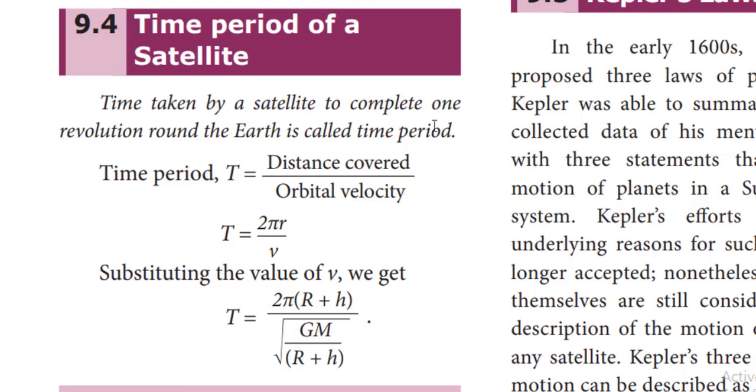It is the circular path. Distance covered is 2 pi r and the orbital velocity v. Substituting the value of v, we can get T is equal to 2 pi, here r is R plus h, R plus h by root of GM by R plus h. This equation we already know, the orbital velocity of the Earth, root of GM by R plus h. This is the required equation. T is equal to 2 pi into (R plus h) by root of GM by R plus h.